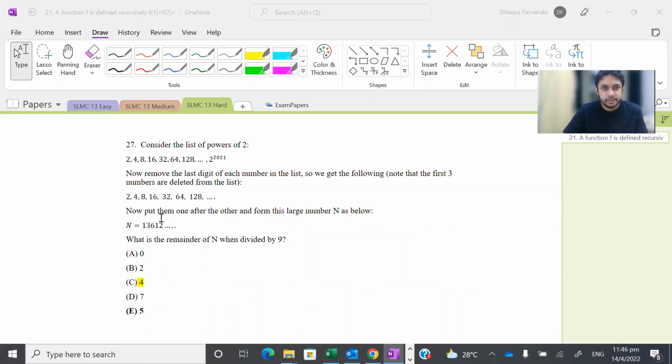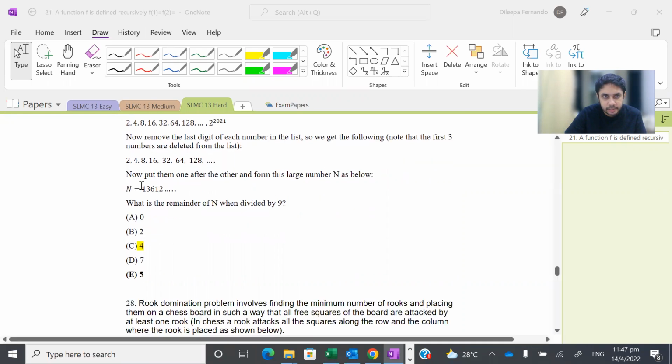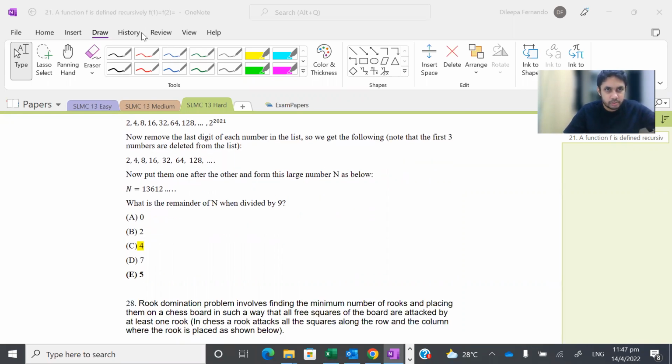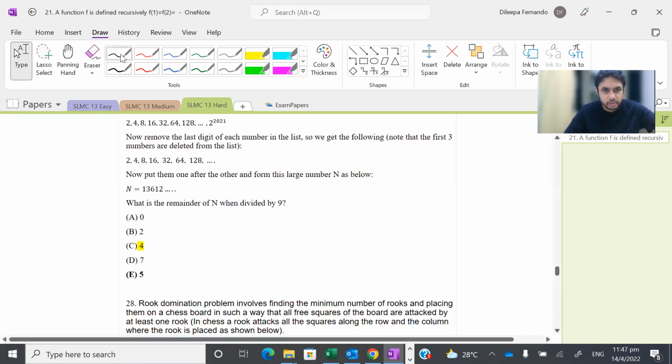Now question 27. Here we have a list of powers of 2, and then we need to remove the last digit from each number. Let me show how we're going to remove these numbers. So 2 is removed, 4, 8, 6, 2, 4. So these are removed. And now put them one after the other.